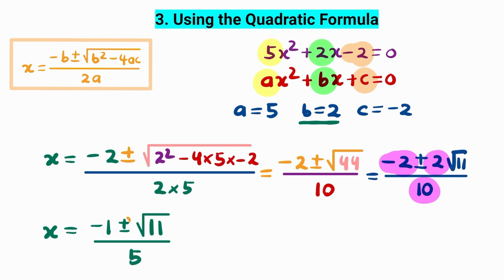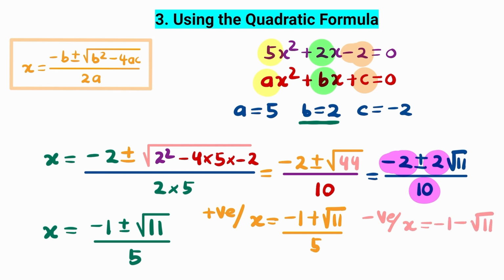So now we can see that there is a positive square root and also a negative square root. So we can get two solutions by taking the positive square root for one solution and the negative square root for the other solution. If we take the positive square root, x will be equal to minus 1 plus square root of 11 over 5. And if we take the negative square root, x will be equal to minus 1 minus the square root of 11 over 5.